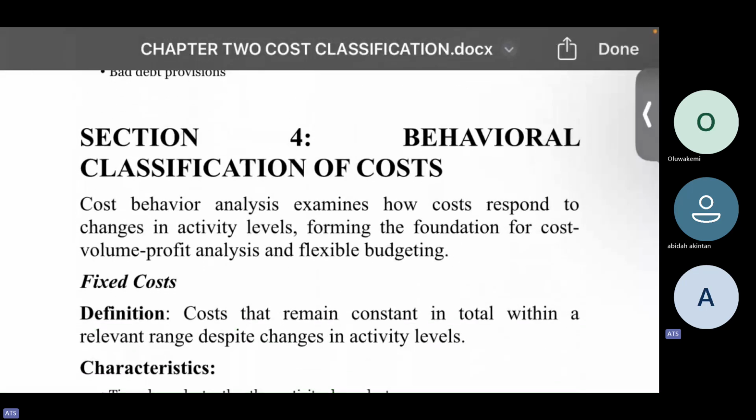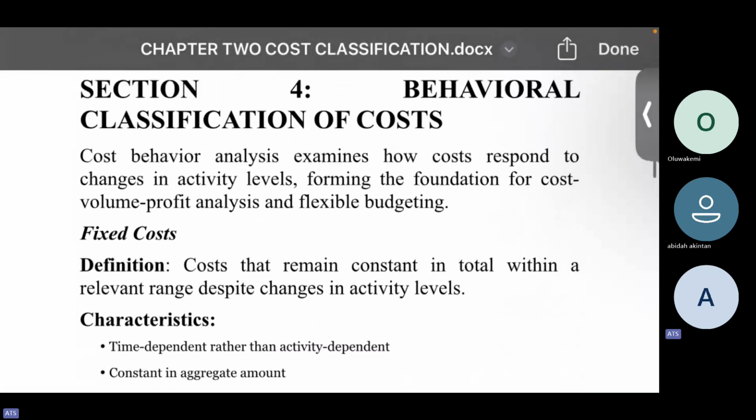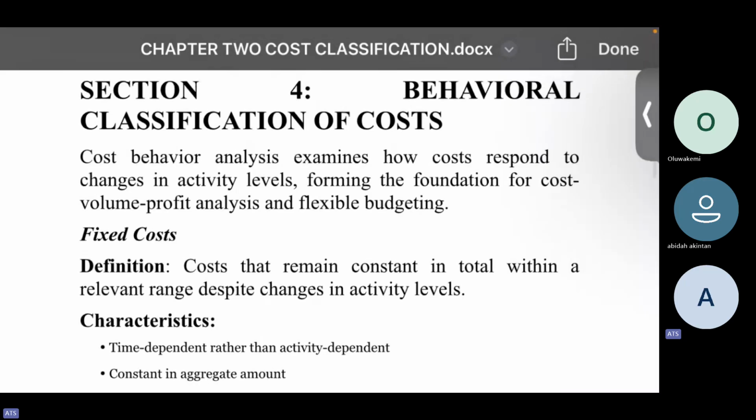Great. So I said it can be divided majorly into fixed, variable, and mixed costs, right? And I said mixed costs can also be referred to as semi-variable or semi-fixed. Now let's talk about fixed costs first. Fixed costs are costs that remain constant in total within a relevant range, despite changes in activity levels. Now, the key thing to note here is that it remains constant in total, right?